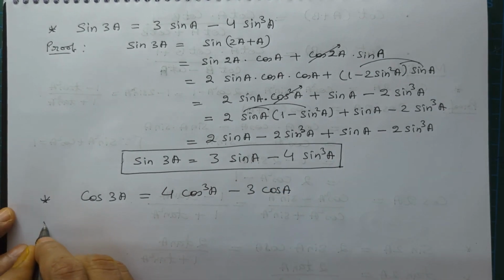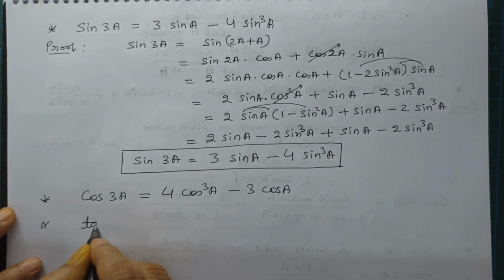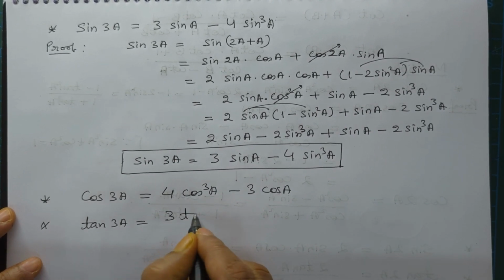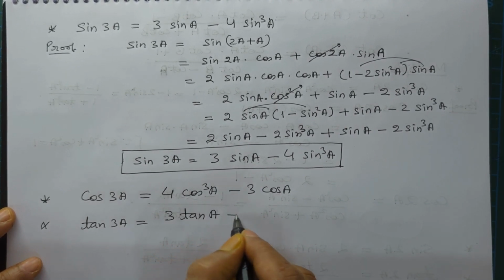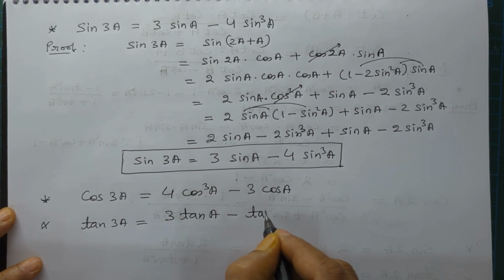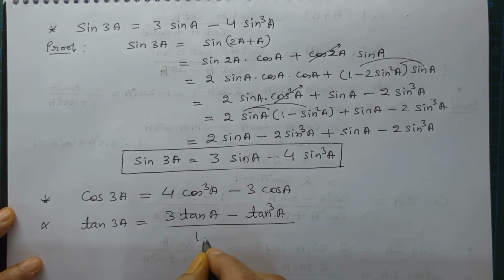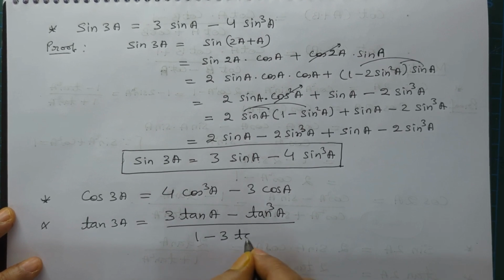Then we have the formula for tan 3A. Tan 3A is 3 tan A minus tan cube A divided by 1 minus 3 tan square A.